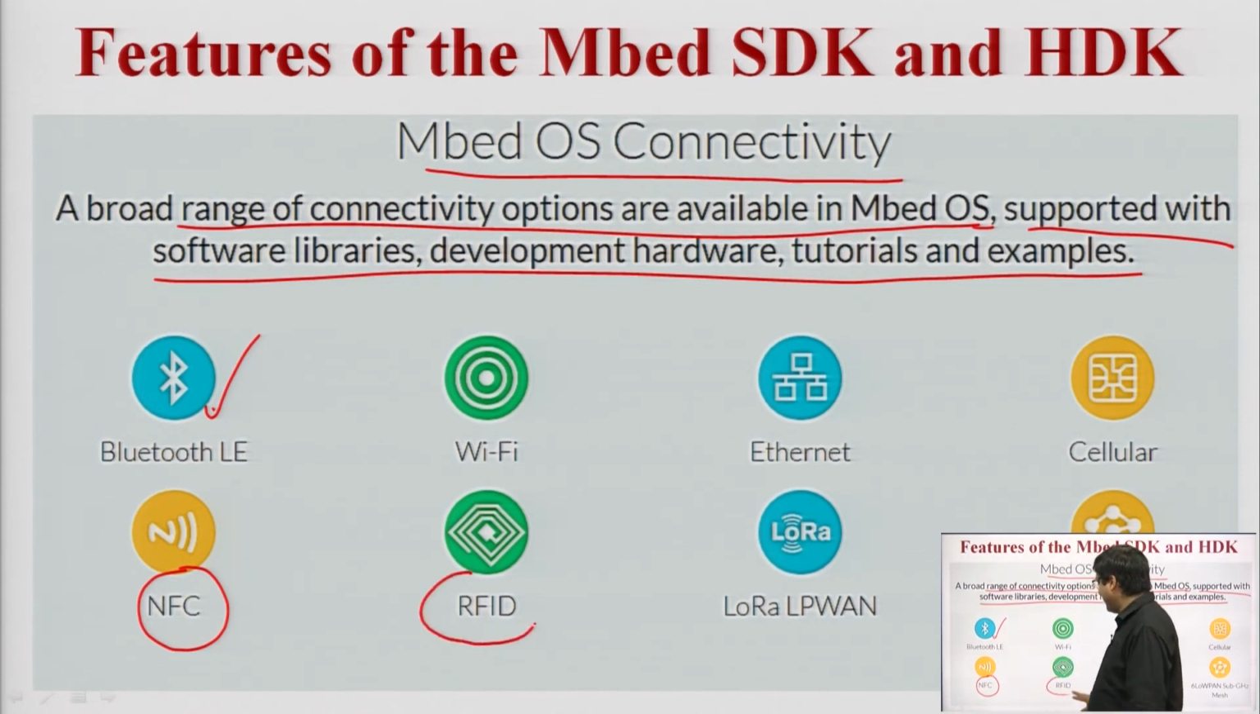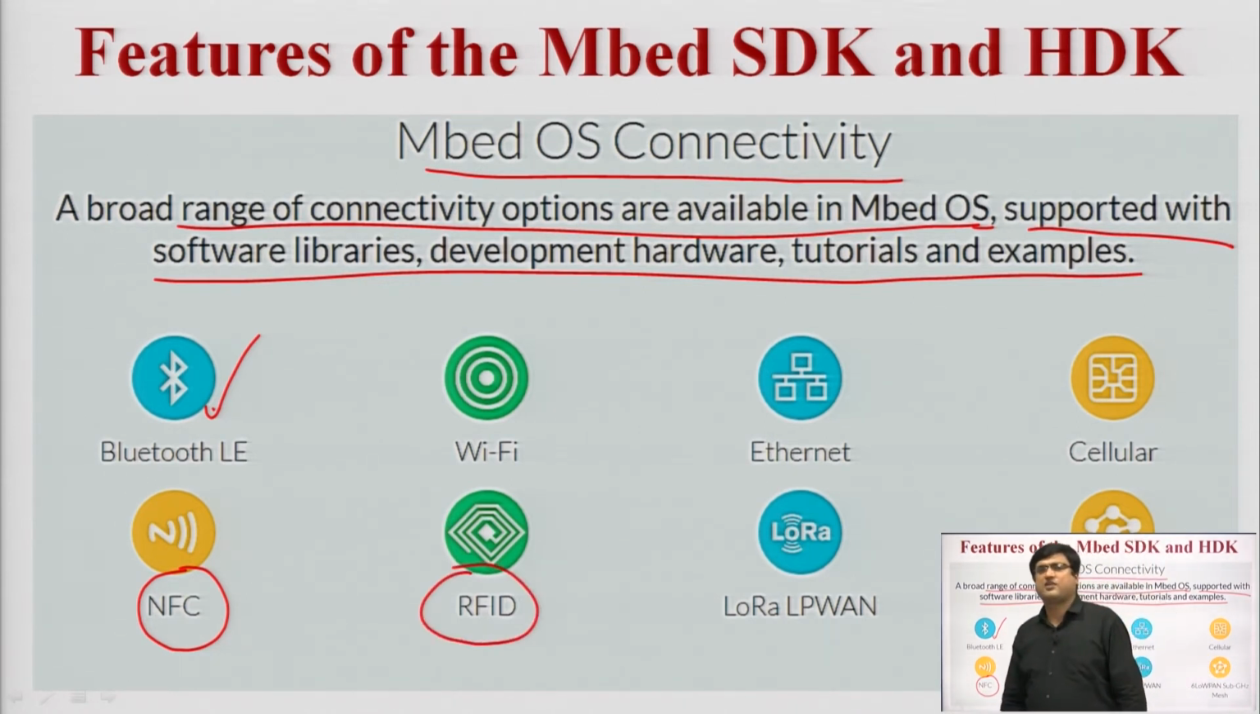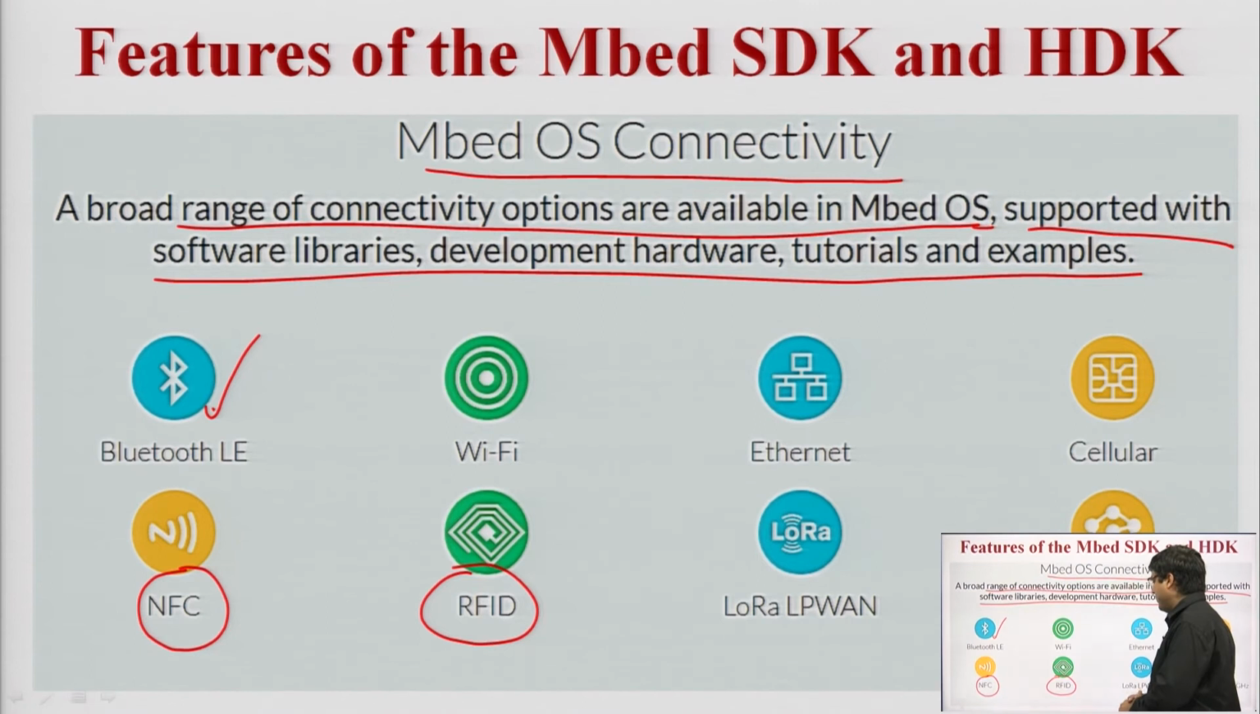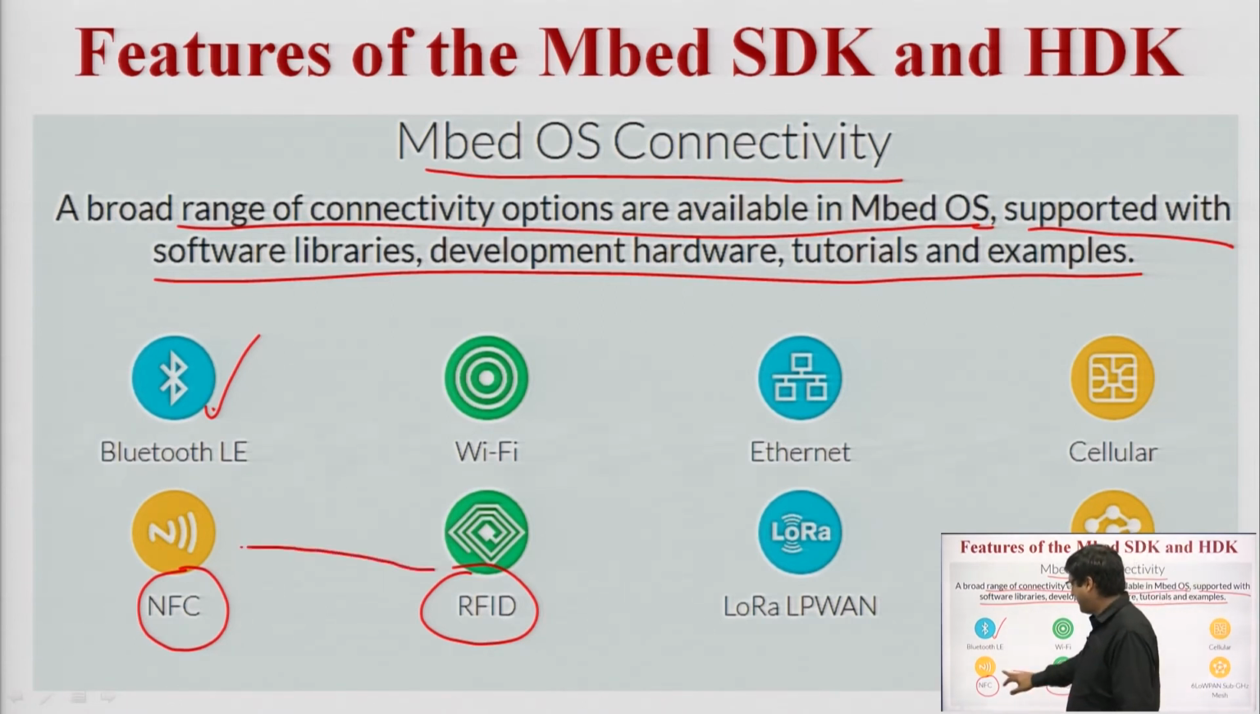We have RFID as well, radio frequency identification. What is the responsibility of this RFID? It is also short range. It has the same principle as NFC. Its range may be larger than NFC, but it itself has a short range compared to other devices. It works on the RF module.